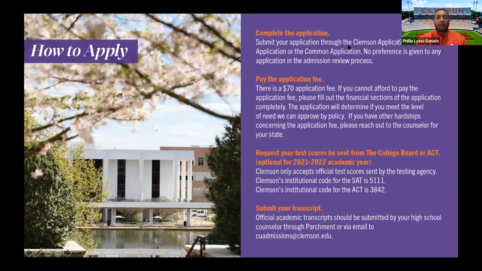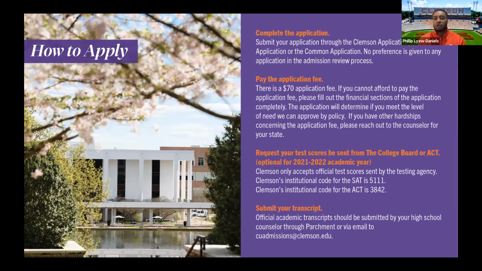So completing the application, how to apply. Like I mentioned, we are on the Common App, the Coalition app, and we have our Clemson specific application. Paying the application: the application fee is $70. For my students who may have financial hardship or who may have qualified for a fee waiver at other schools, we have built-in questions that help us gauge whether or not you're eligible for a fee waiver. If you complete your application and at the end it says $0, that means you qualified for one of our application fee waivers and there's nothing else you have to do.